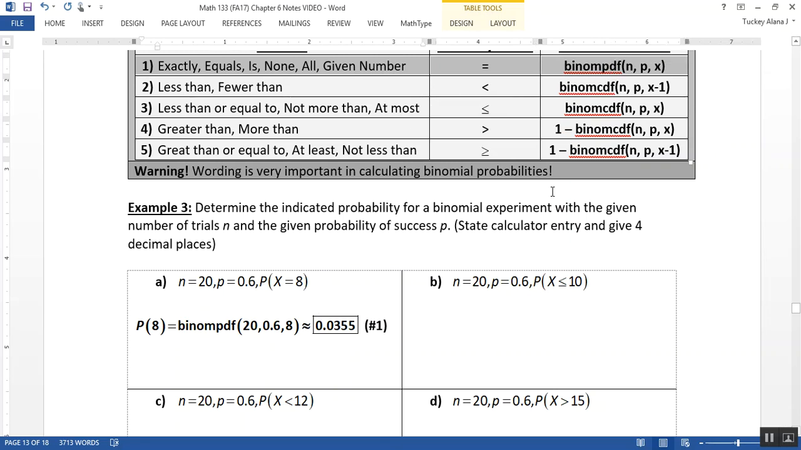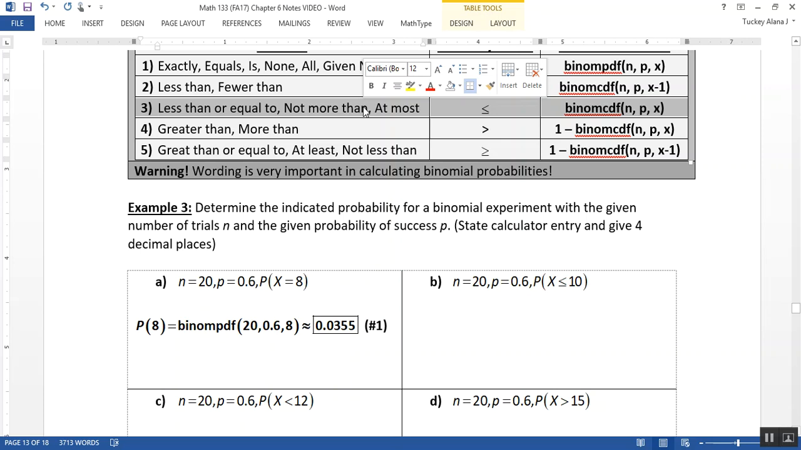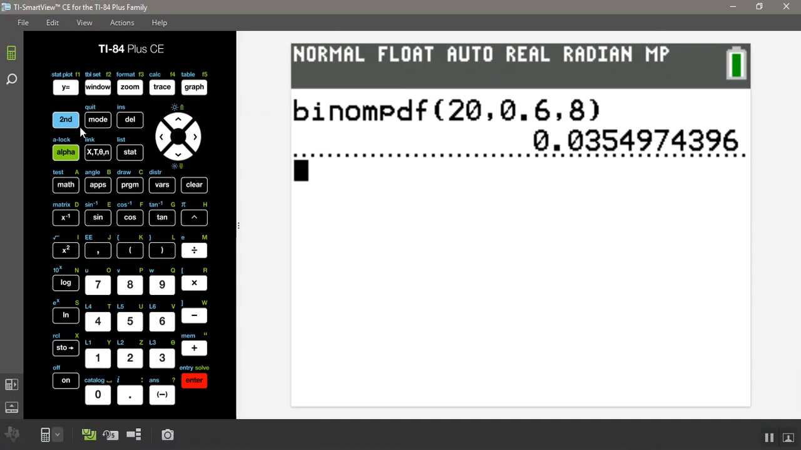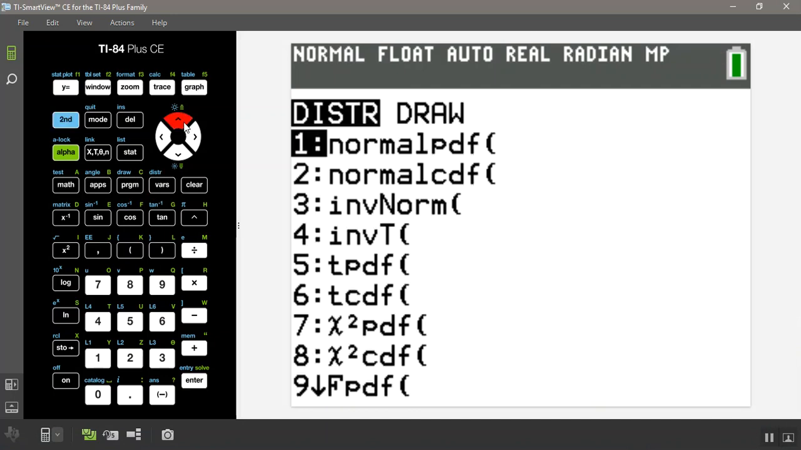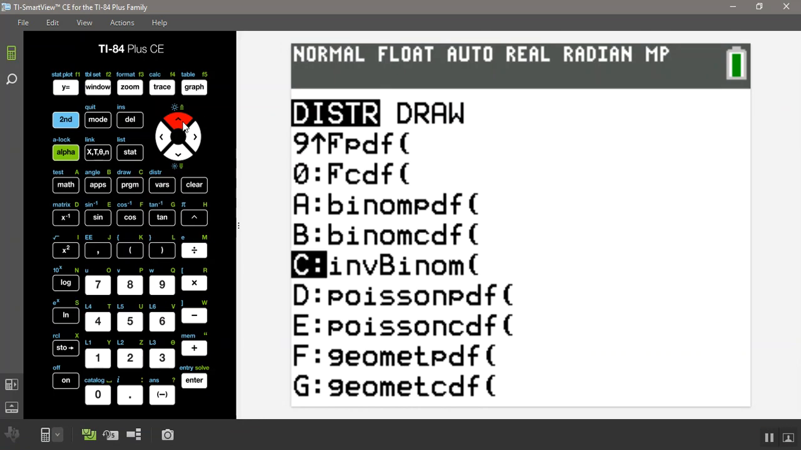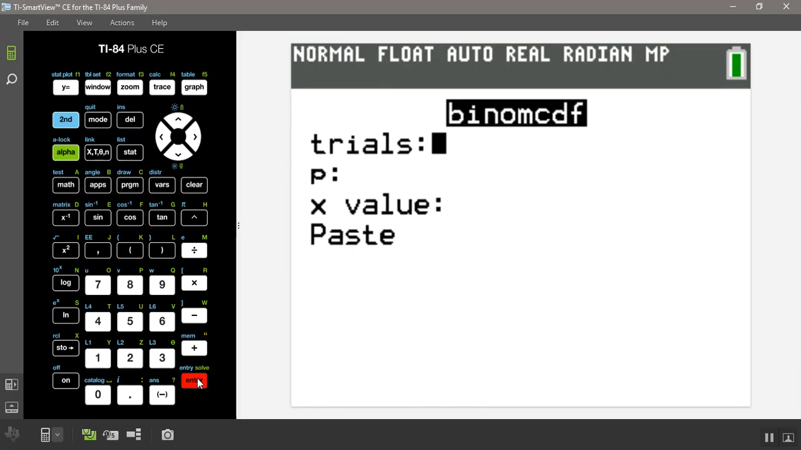But all the rest of them are going to use CDFs, so cumulative distribution. What that means is the calculator finds the probabilities for 0, 1, 2, 3, and so on up until x, and it adds them all up for you. So we're going to type binom CDF. So let me go back to my distribution menu. So second, distribution, and it's going to be letter B. You can get to it with the arrow keys if you want, and press binom CDF.